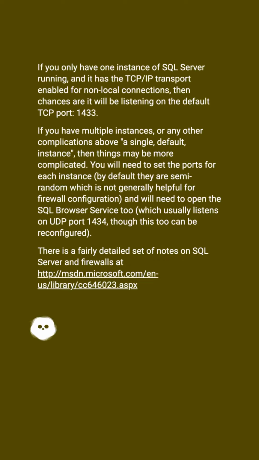If you only have one instance of SQL Server running, and it has the TCP/IP transport enabled for non-local connections, then chances are it will be listening on the default TCP port, 1433. If you have multiple instances, or any other complications above a single default instance, then things may be more complicated. You will need to set the ports for each instance.